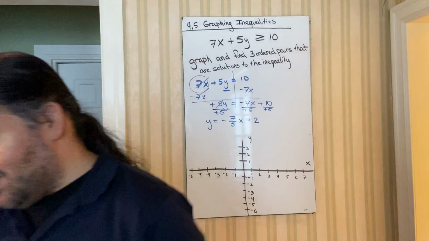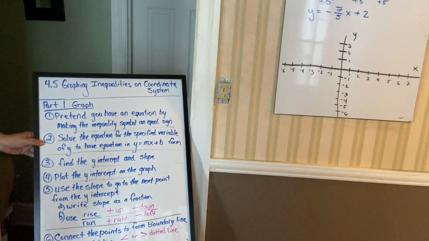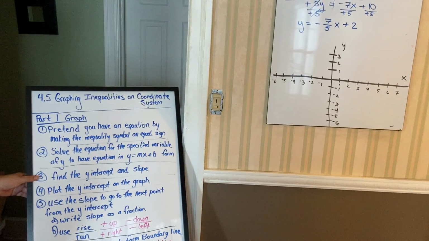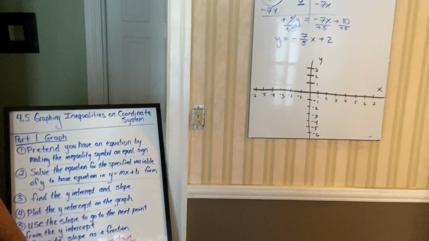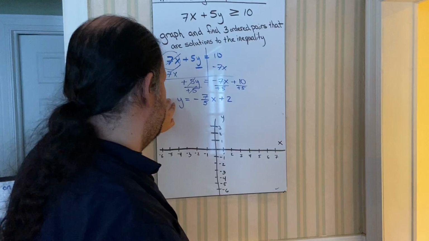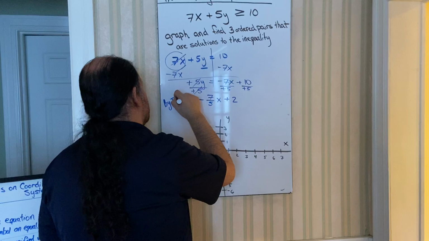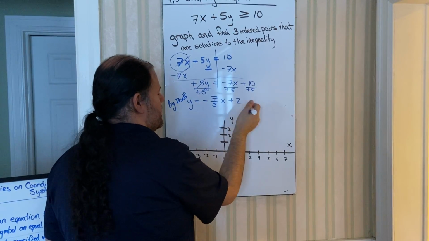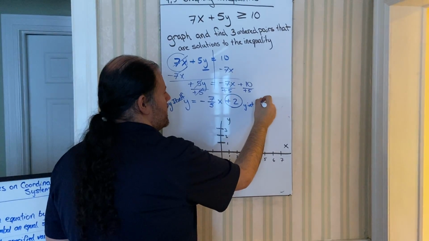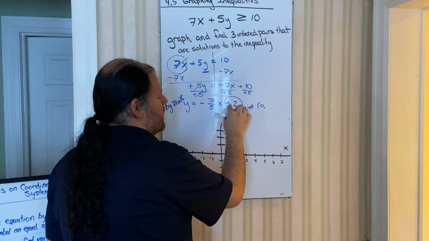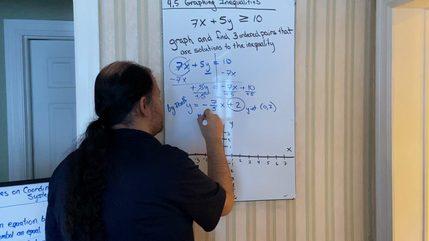So we did step 2. Step 2 was solve the equation for the specified variable of y. Notice y is by itself now. Because it's by itself, we can finally tell what the y-intercept is and what the slope is. So notice, y by itself, this is your y-intercept. Remember, the y-intercept has to be 0, comma, whatever the constant is, 2. And this is your slope.